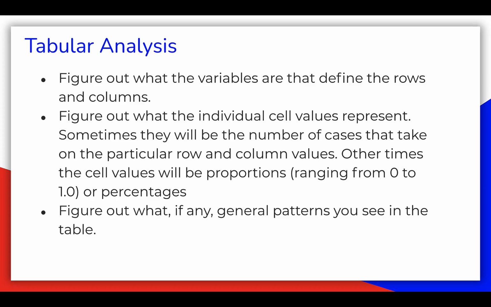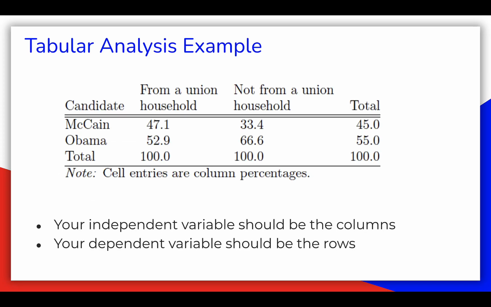So let me show you an example to just give you an idea. So here, let's first make sure that our independent variable is clear. The theory is something like, if you belong in a union household, you'll be more likely to vote for the Democratic candidate, because there's a small association between union membership and the Democratic Party. So here our independent variable is the union household, right?